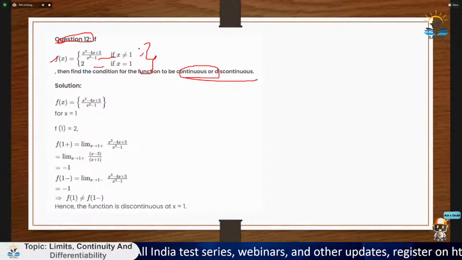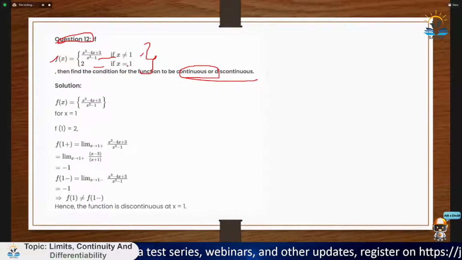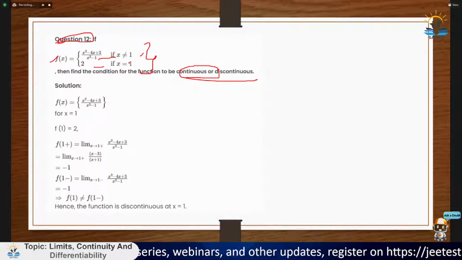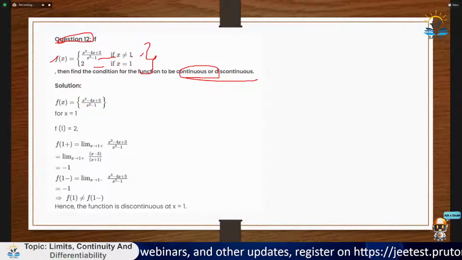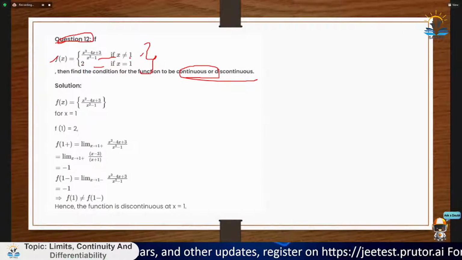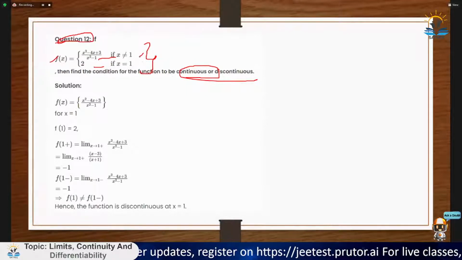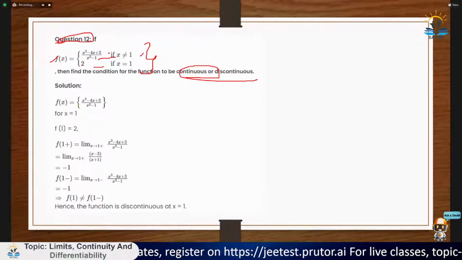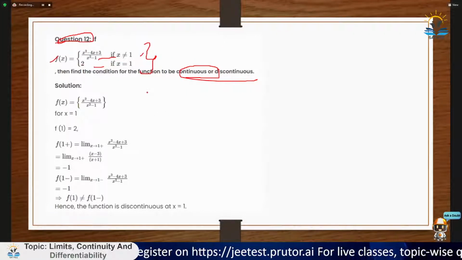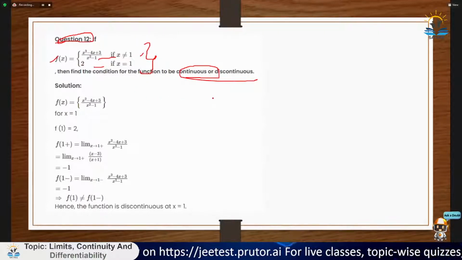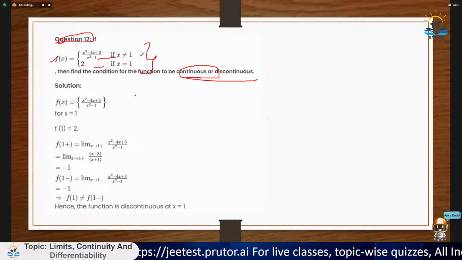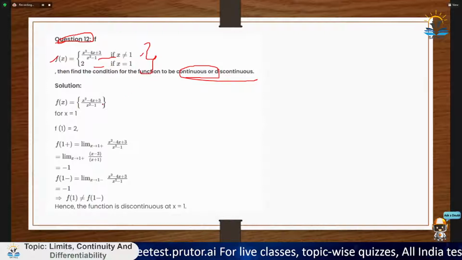So basically, you only need to check at x equal to 1, because at x equal to 1 the definition of the function is changing. If your function is continuous at x equal to 1, which is the point of suspect, then only can you say that your function is continuous in the entire domain. So let's check it at x equal to 1. How to check continuity? You have to take the limit of x tending to 1 minus, the limit of x tending to 1 plus, and the value of the function at that point.